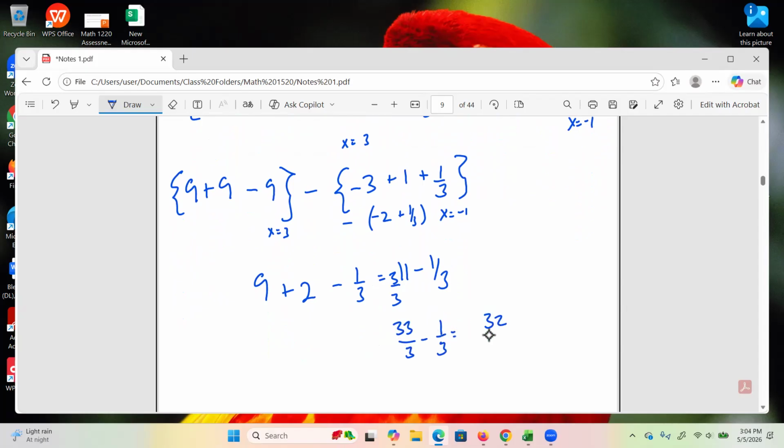So we end up with 32 over 3. And that is our answer for this problem. All right, and that's how you do a problem like this. This is the area between the two curves. This is exactly what you're going to be dealing with.